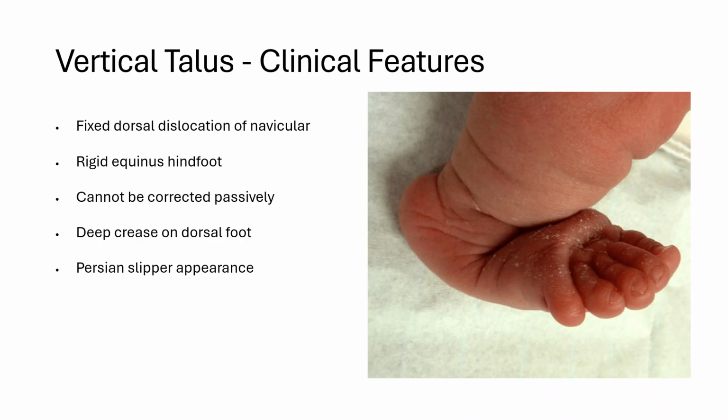This dislocation creates rigid equinus positioning of the hindfoot, where the heel remains pointed downward and cannot be brought into normal alignment. The rigidity proves diagnostically significant because you cannot correct the deformity passively, unlike positioning problems that yield to gentle manipulation. The abnormal bone relationships create a deep crease across the dorsal foot where the skin bunches up due to the structural collapse. The overall appearance resembles a Persian slipper with its characteristic curved, upward-pointing shape. Understanding these features helps you distinguish vertical talus from other foot deformities and recognize why this condition requires surgical intervention rather than conservative management.